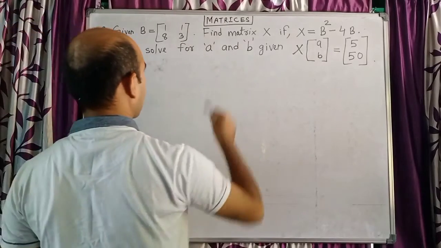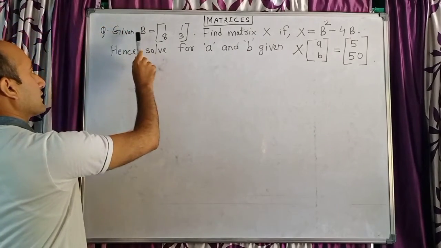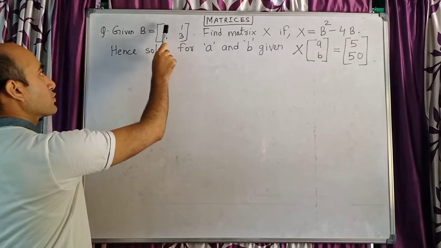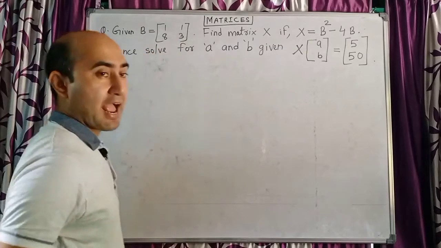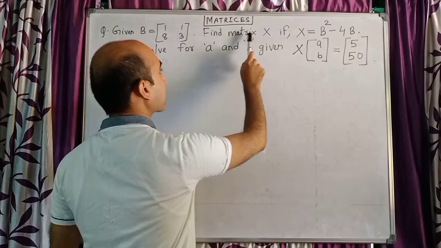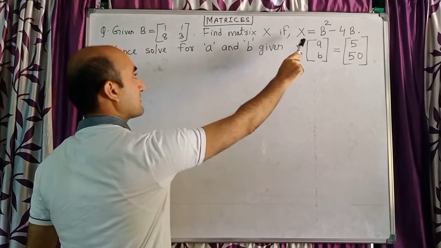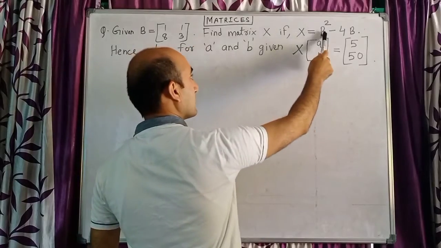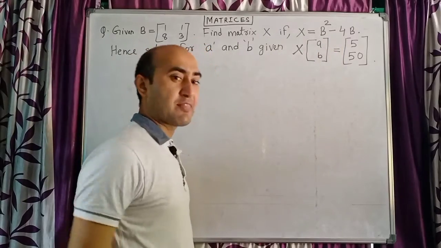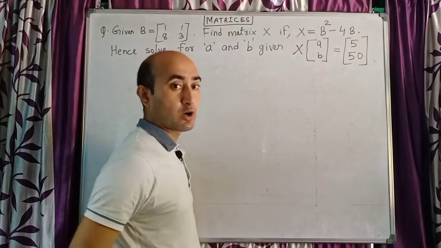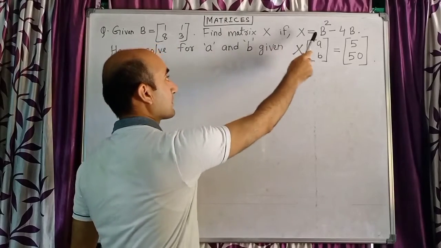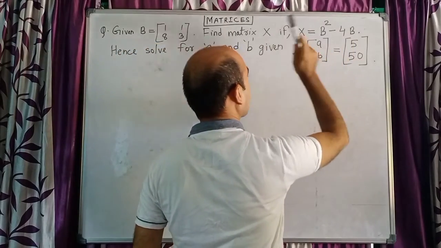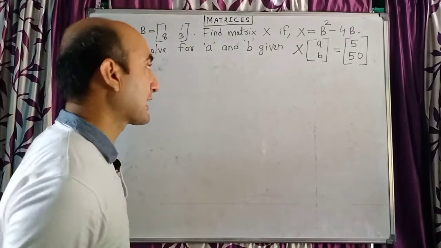So the chapter is matrices. Given the value of matrix B is [1, 1; 8, 3], you have to find matrix X. The relation given is X equal to B square minus 4B. That means we will put the values of B and then find the value of matrix X. By putting the value of B here, we'll get the value of X. So the first answer we will get very easily.